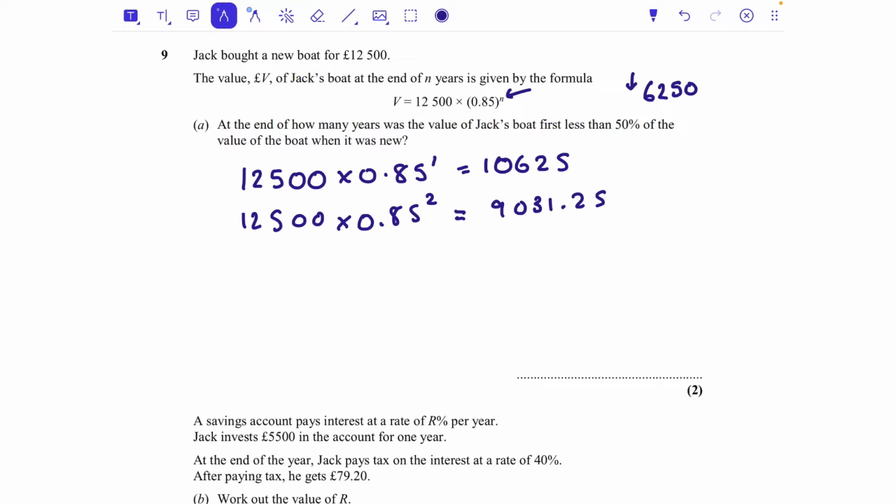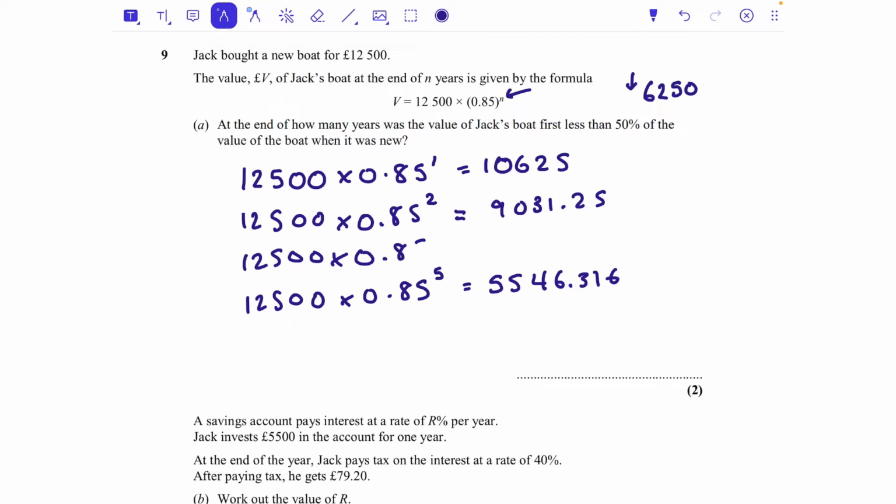I'm going to jump a few here just to see if we can get straight to the answer a bit closer. Okay, so I've gone 12,500 times 0.85 to the power of 5, and that is 5,546, so that is below, but let's just check that 6 wasn't below as well.